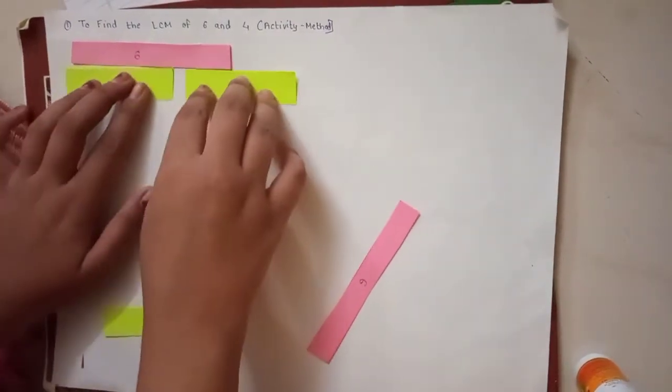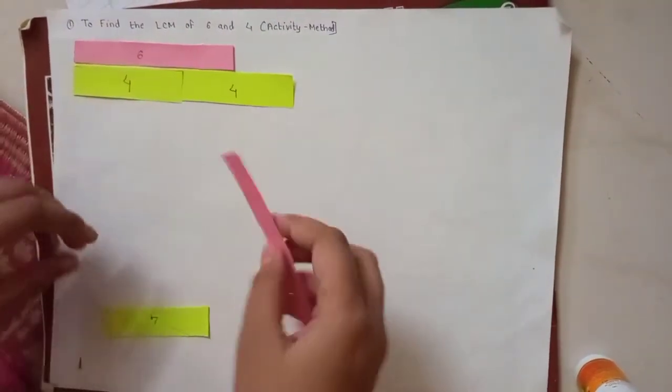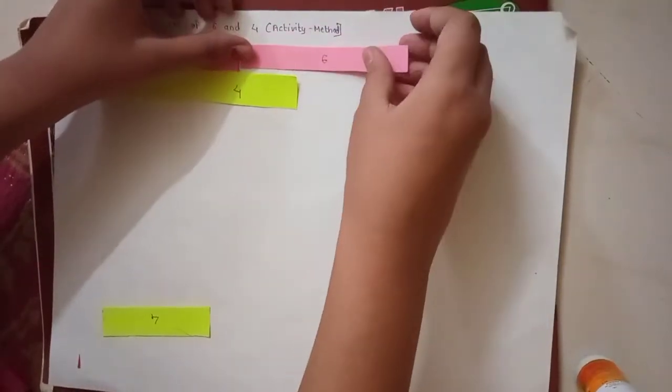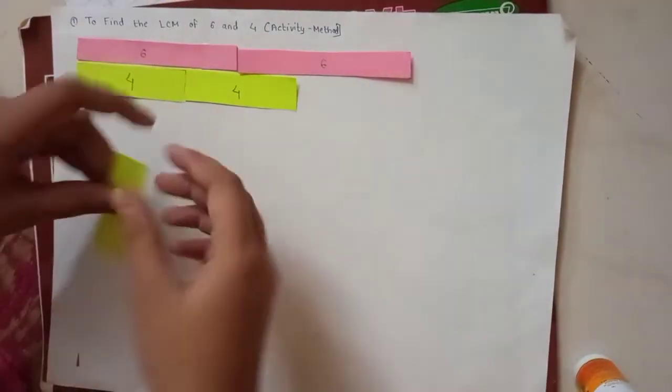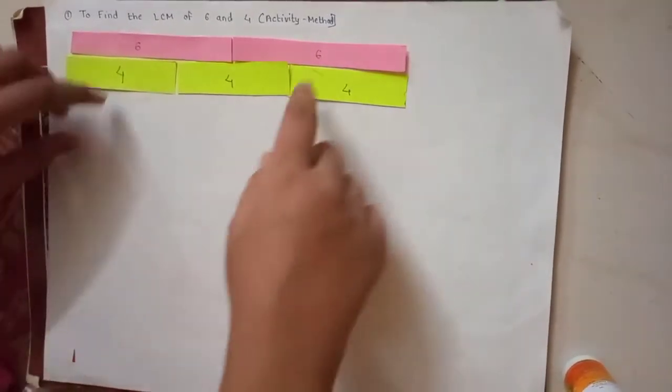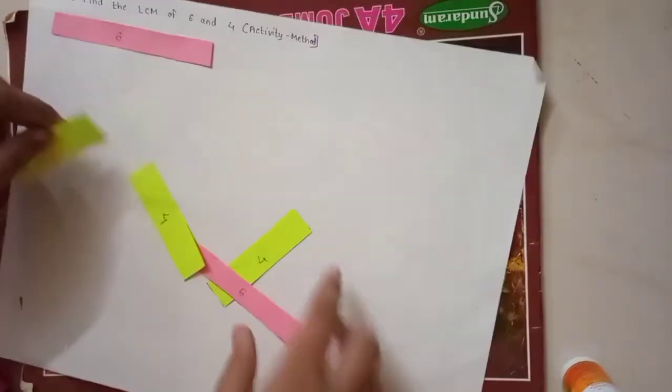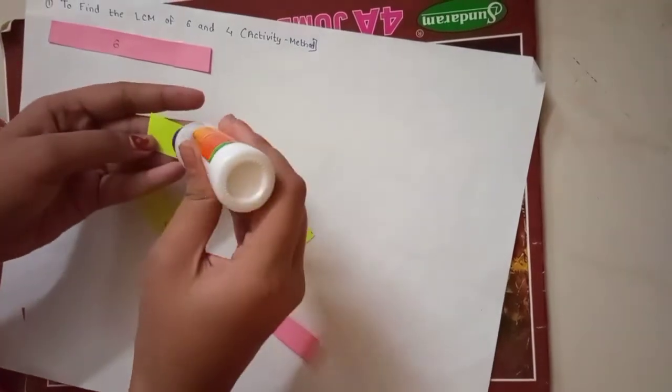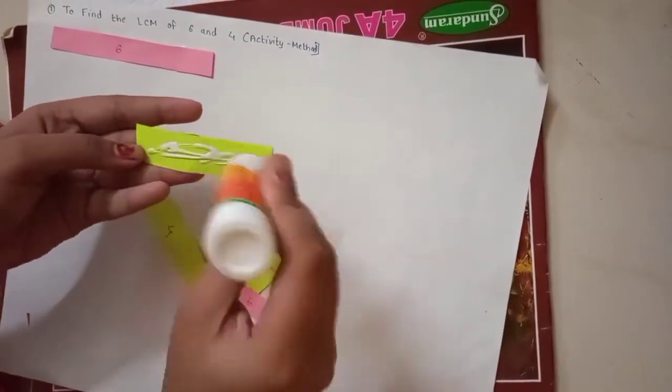Here we have to stick another strip of 4 number, and again here above place left, then stick 6 number strip and below 4 number strip. Here we have to stick the strips till both the lines get equal. So here we done. Now let's stick the strips.